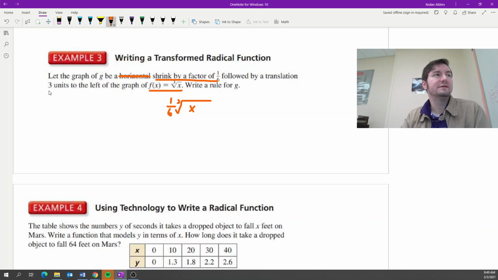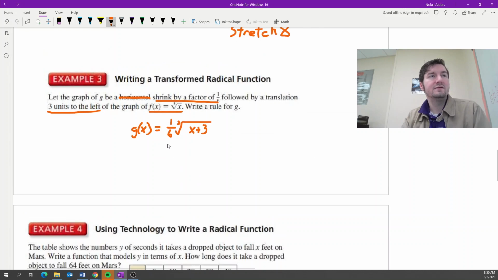Then we have a translation 3 units to the left. 3 units to the left would be a plus 3 inside the radical, or inside what we would usually do as parentheses. Okay, and there we go. Here is our new function. So we'll call this g of x. g of x is 1/6 of the cube root of x plus 3. Here's our translation to the left, and here is our shrink. So we are good to go.